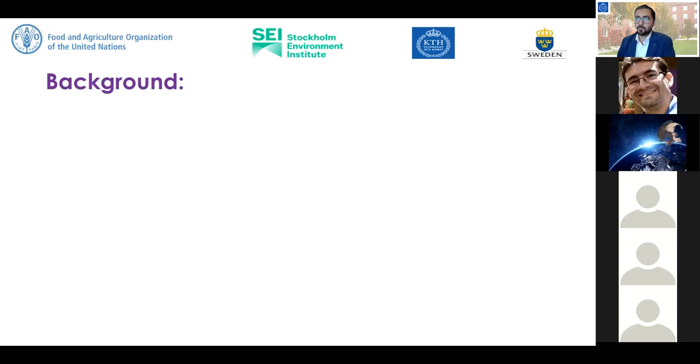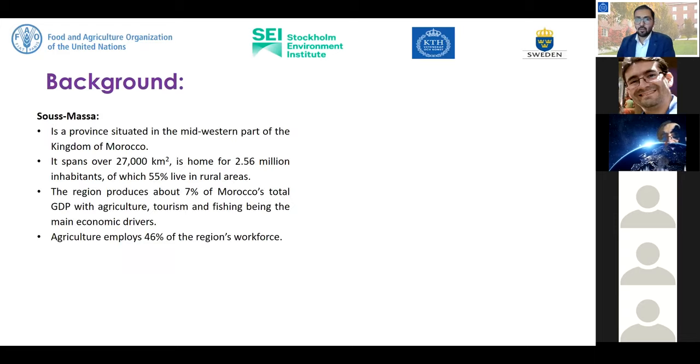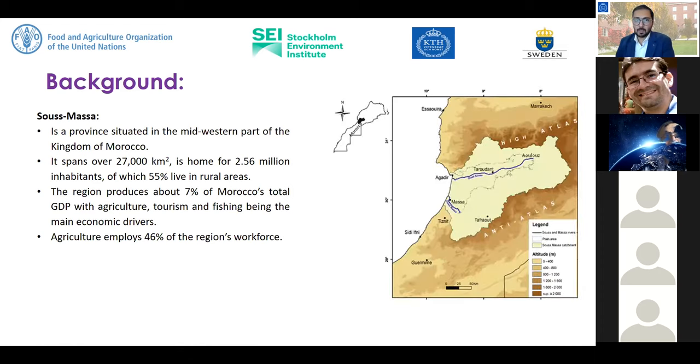So let me start with the first case, Souss-Massa. For those who are not familiar with Souss-Massa, let me give a quick introduction to this important province in Morocco. It has a total area of 27,000 square kilometers, and it's home to about 2.5 million people. Half of them are in rural areas, and they rely on agriculture as one of the main activities, if not the main activity in the province.